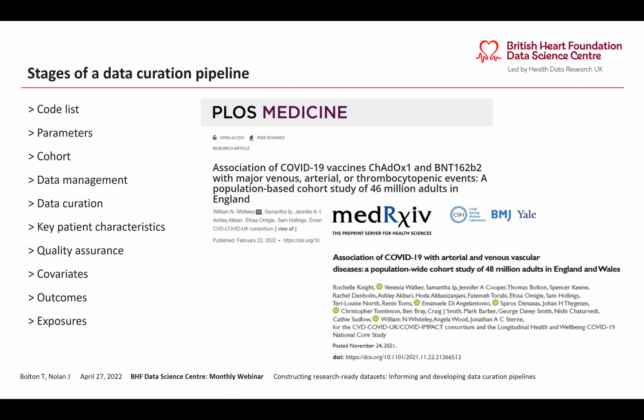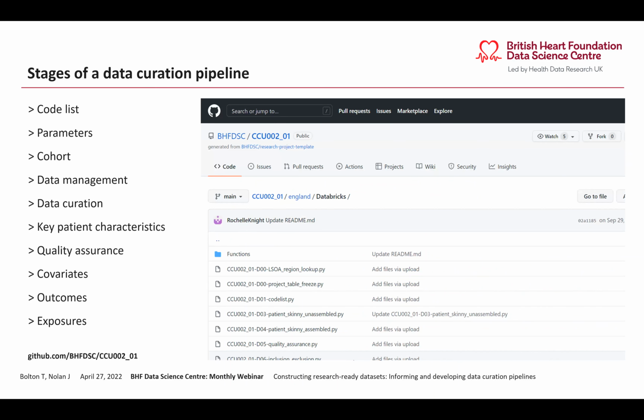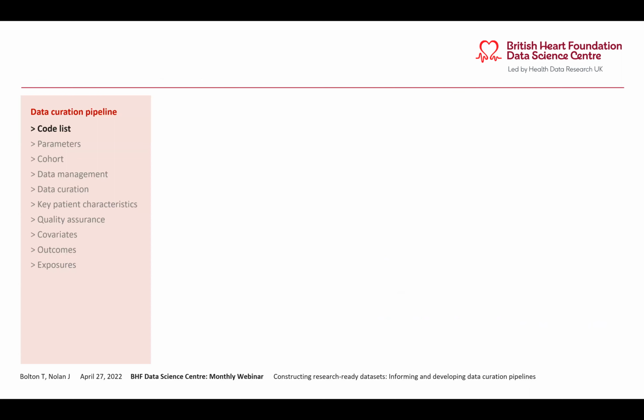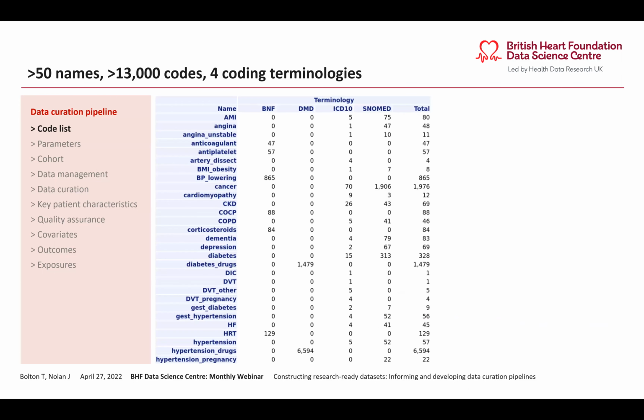And the code for these projects has formed the basis for the pipelines that John and I have been developing. One of the most important stages of the data curation pipeline is constructing the code list. This is likely to be used in the cohort selection, the quality assurance, the covariates, the outcomes, and the exposure stages. Here we have the first few dozen rows of a summary of the number of codes in our code list for CCU 18 by name and terminology.